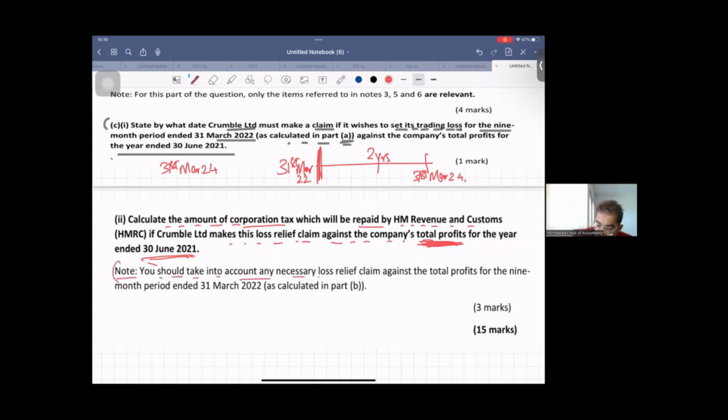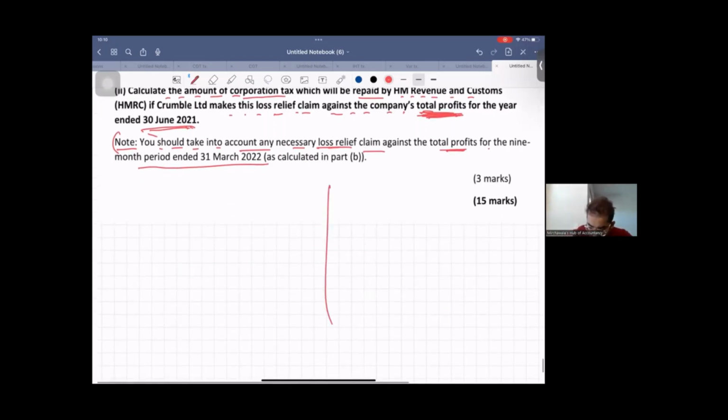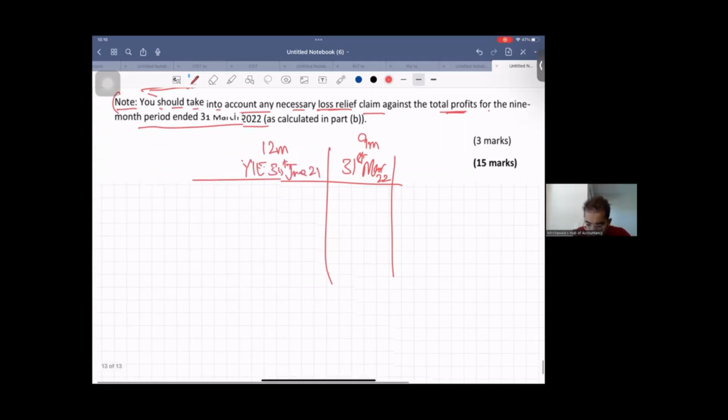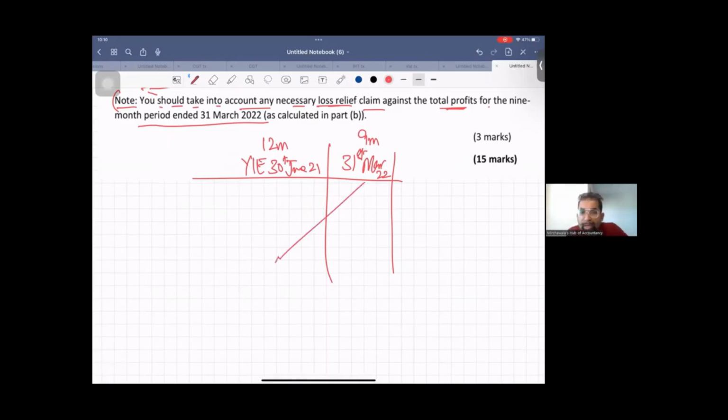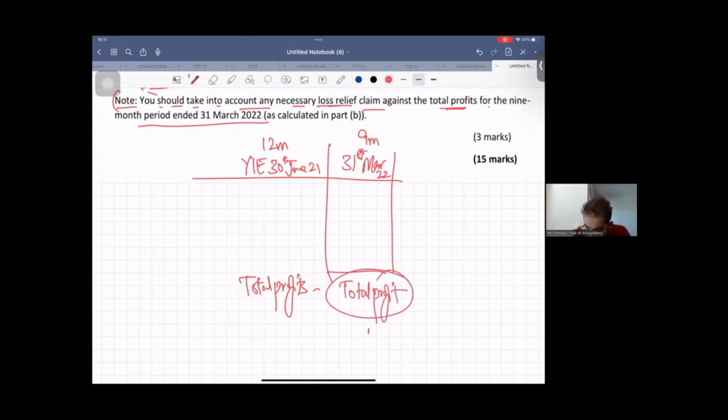You should take into account any necessary loss relief claim against the total profit for the 9 months period. Let me tell you, wait. This is your 31st March 2022, 9 months. And this is your 12 months of year ended 30th June 21. If you want to go back and set off, you can't set off the total profits directly. For companies, you cannot go back directly. First, you need to set off current year total profits, and then you need to go back here.